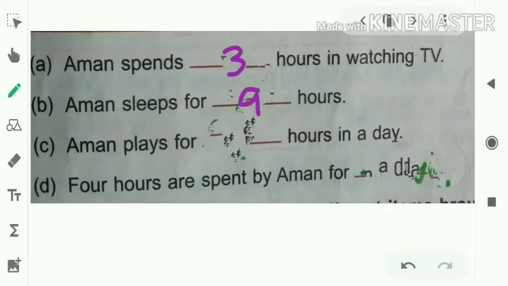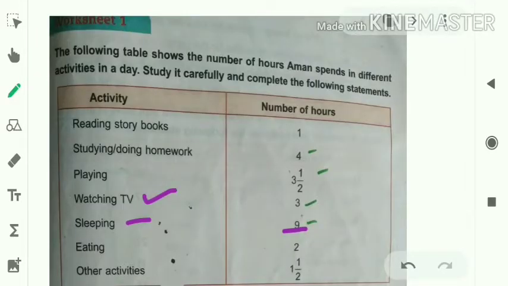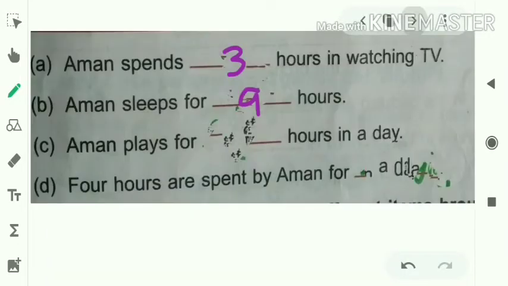Next, C part is, Aman plays for dash hours in a day. So look here, how many hours he plays. Playing is here. So he is playing 3.5 hours. Okay, 1/2 means half hour. 3 whole 1/2. 1/2 we will read as half. 3.5 hours. So we will write here 3 whole 1/2.